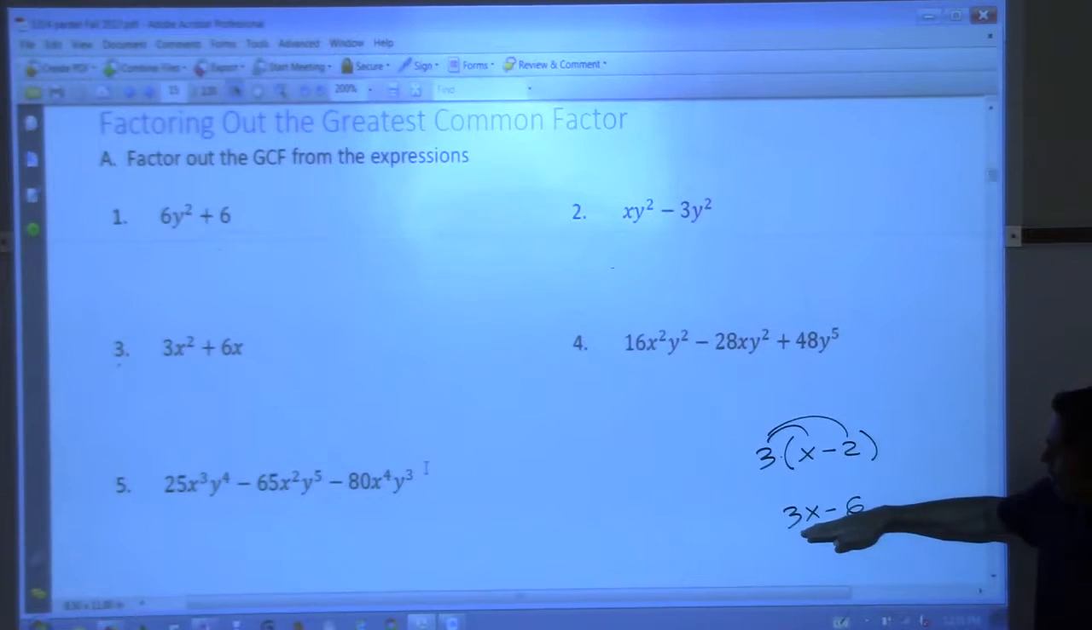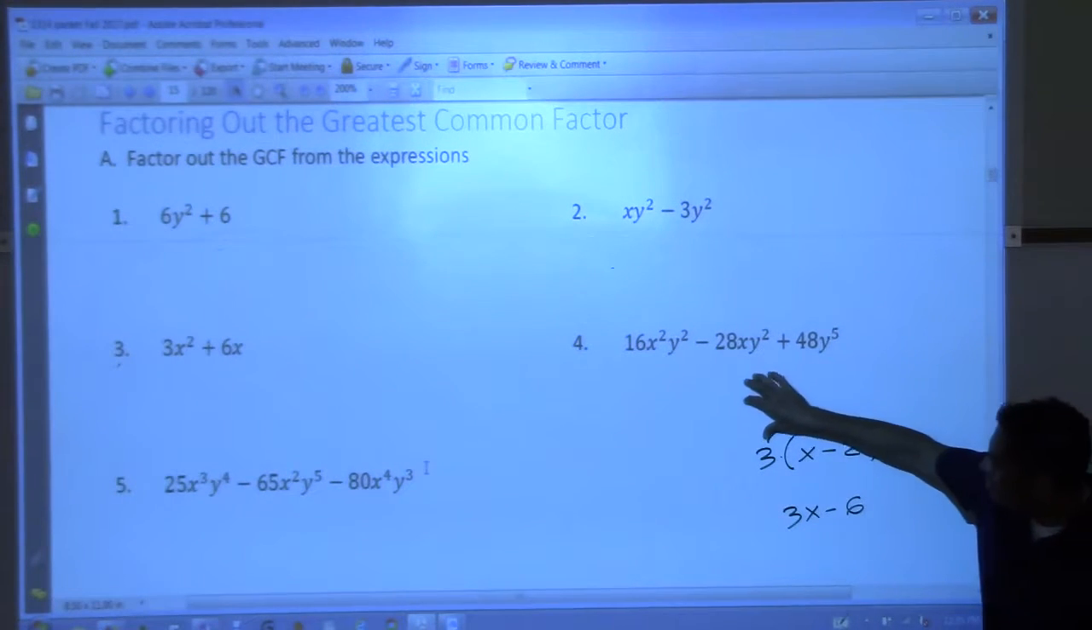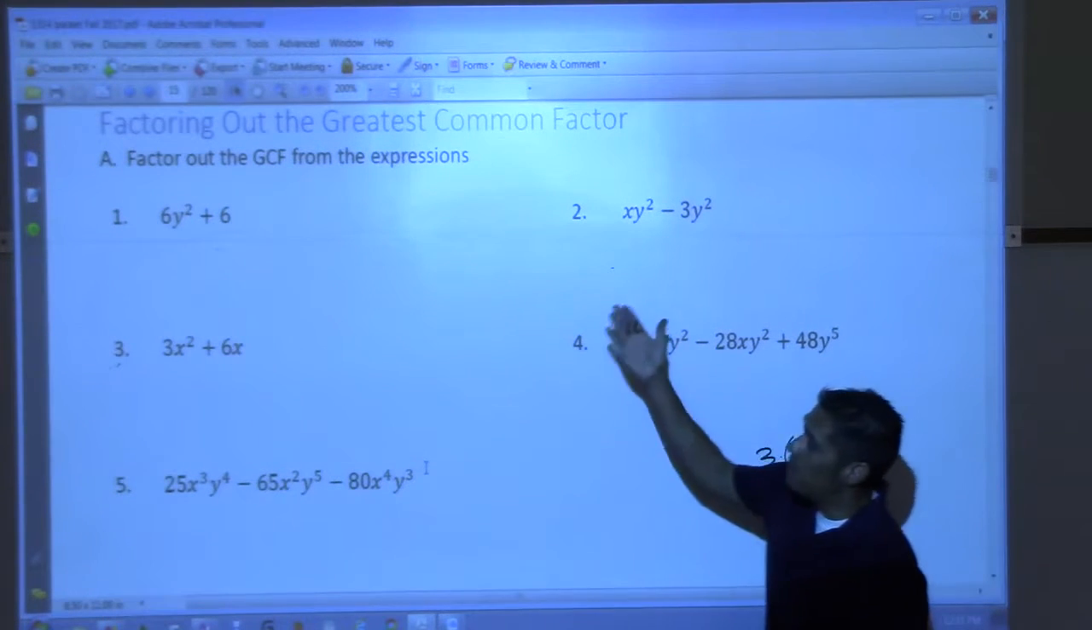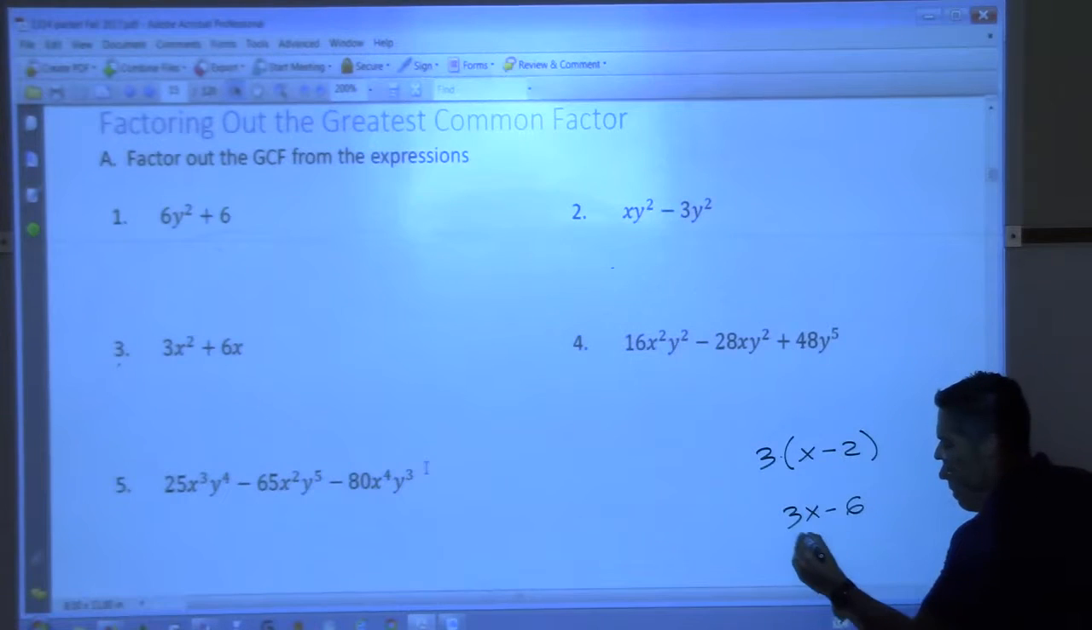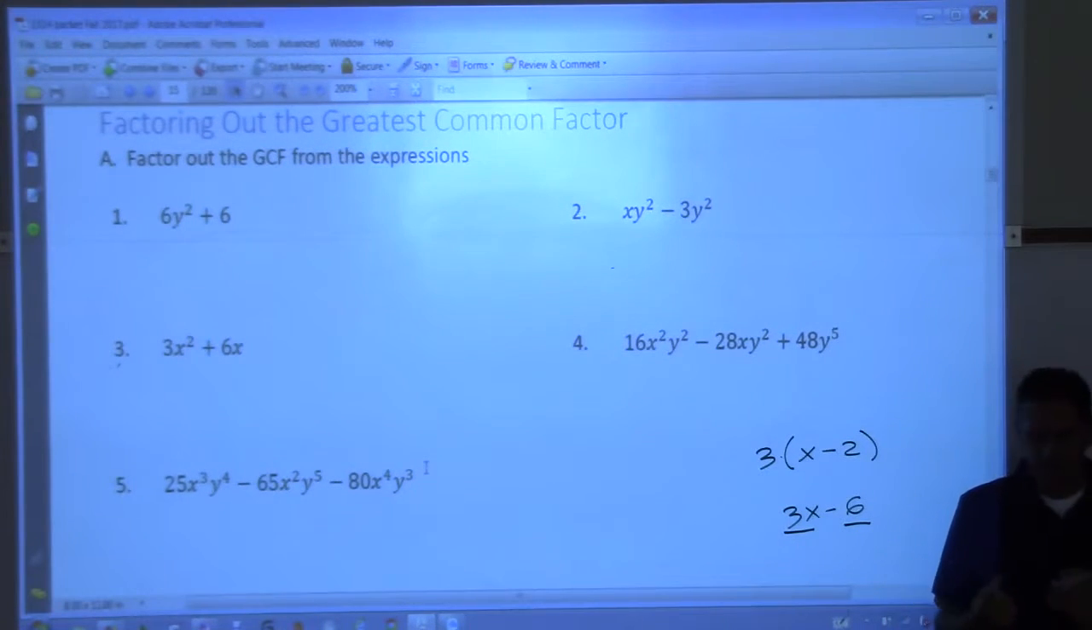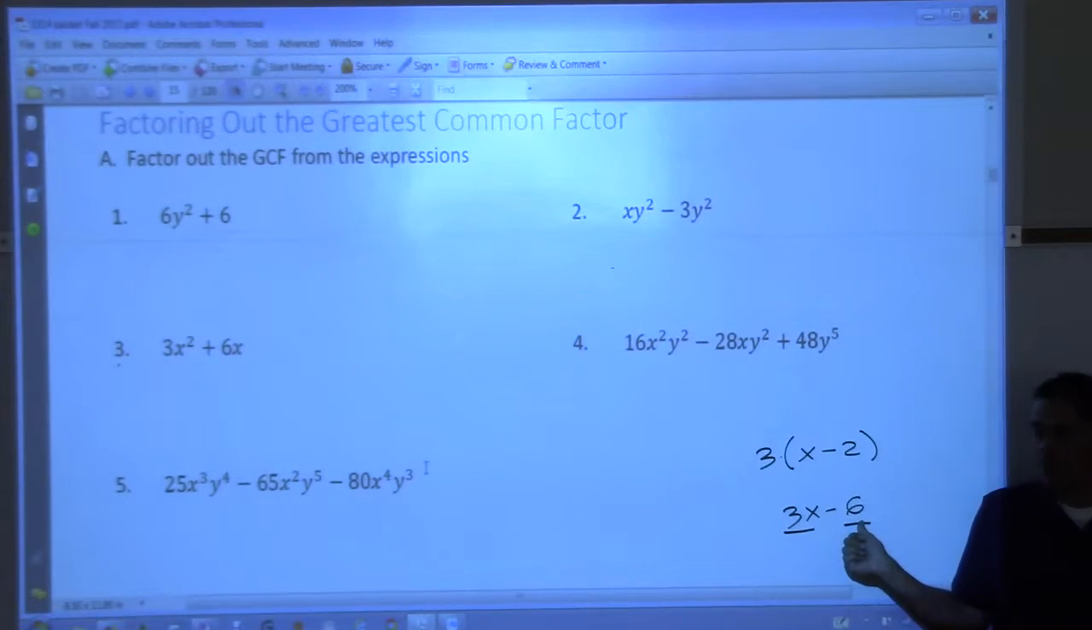So if I was going to go from here back to here, what I'd have to do is identify this thing called the greatest common factor. What you're doing is you're looking at each of the terms, and in this case I have 2 terms, and you start by saying, is there a number that goes into both 3 and 6? What number divides 3 and divides 6? 3, right? 3 goes into 3 one time, and 3 goes into 6 twice. So I know I have a common factor of 3.